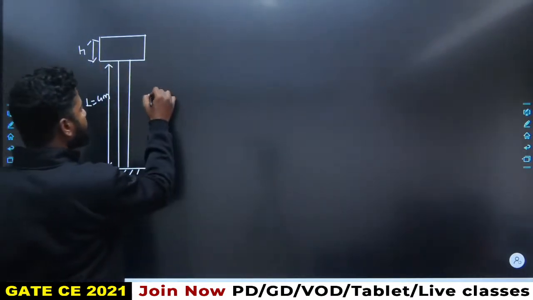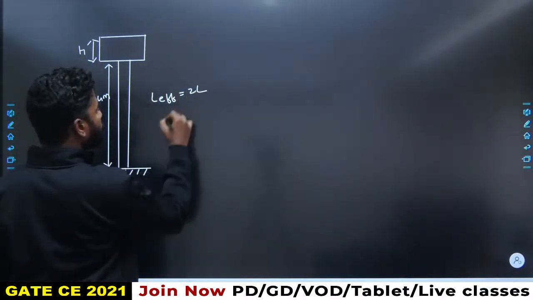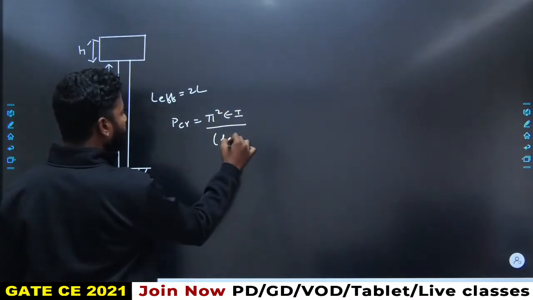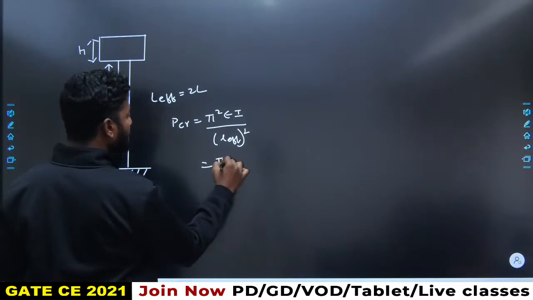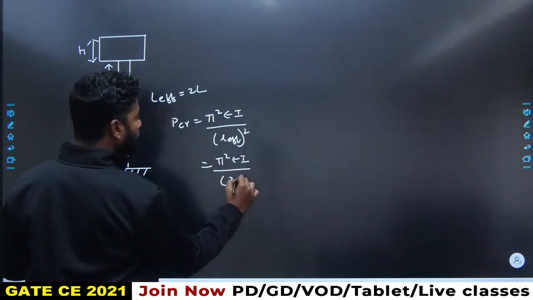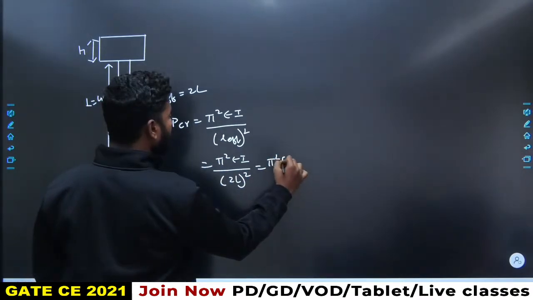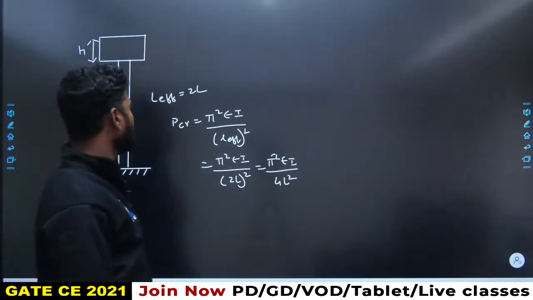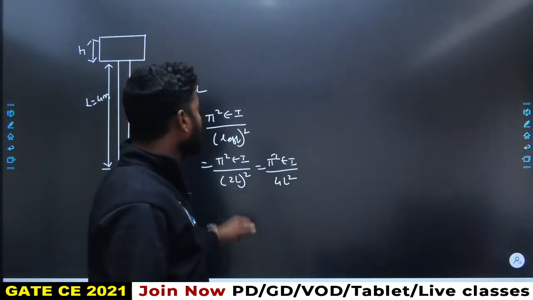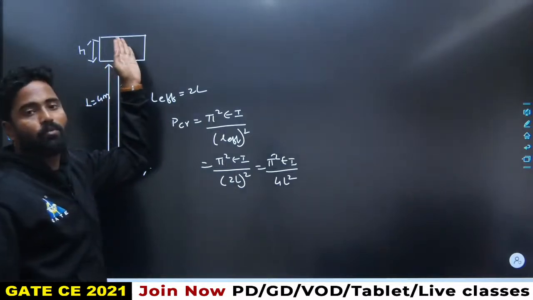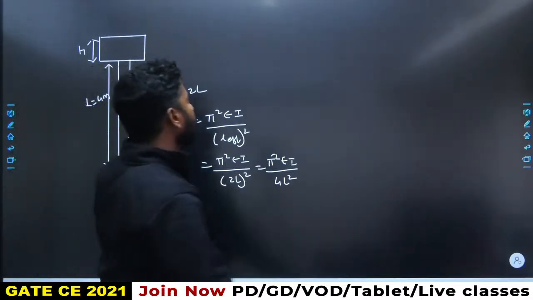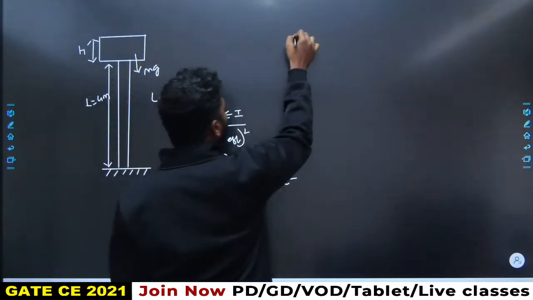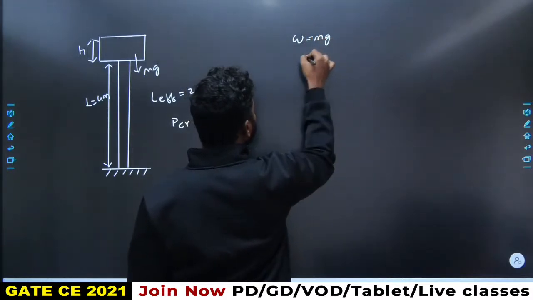So, one end fixed, other end free, L effective equals 2L. Critical load equals pi square EI upon L effective square, that is pi square EI upon 2L whole square, pi square EI upon 4L square. This is the critical load. This load is to be taken by the weight of the water in the tank. What is the weight of the water? Mass of the water, M into G. W is the weight of the water, that is M into G.